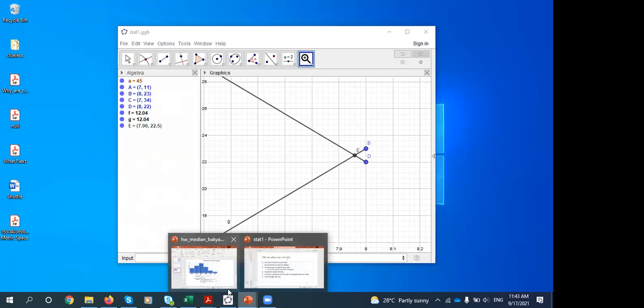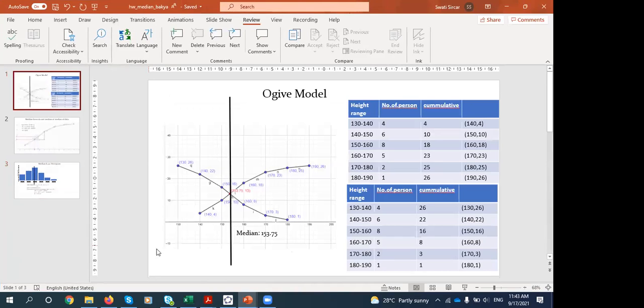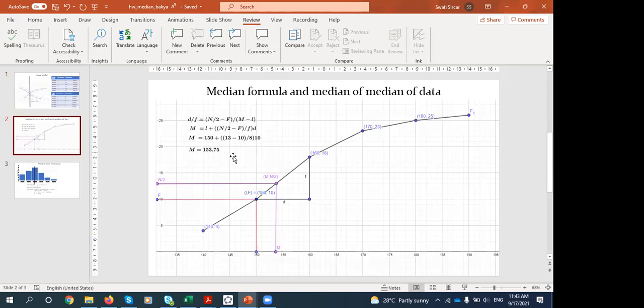Now there's one more homework left, which is this one. Again, very nicely drawn. Now, one advantage of GeoGebra is that it gives you the answer. Use that, but don't stop at that. Like here you've got the median, exact up to 0.75. Very, very precise.